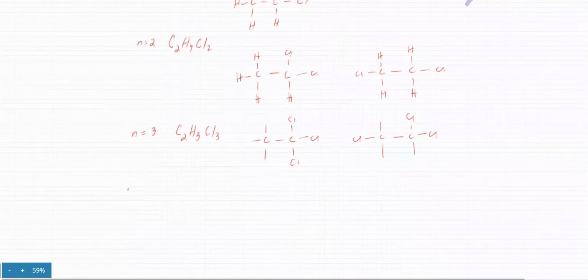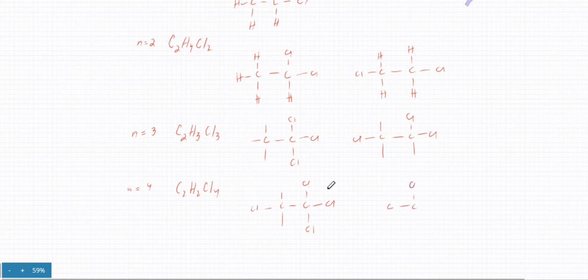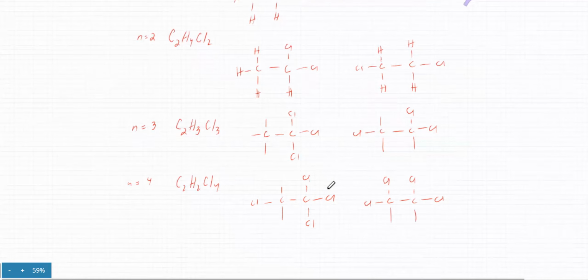Then you can have N is equal to 4. That means it would become C2, 6 minus N, so there would be 2 hydrogens left and there would be 4 Cls. Now, if you have 4 Cls, the Cls would either be 3 on one side, 1 on the other side, and they are hydrogens. Or you could have 2 Cls and 2 Cls over here, right?